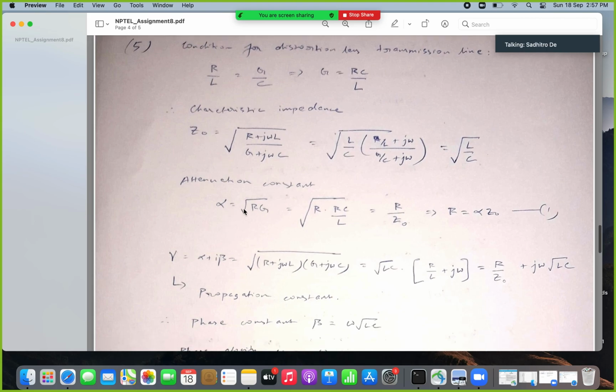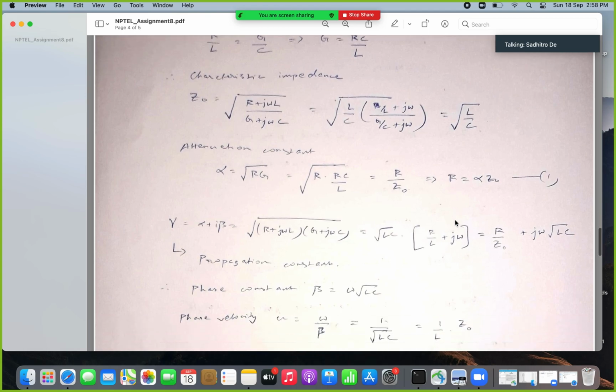Now the attenuation constant is given by root over R by R into G, and G we saw is equal to RC by L. Now root over of this thing is basically R into root over C by L. Now root over C by L is 1 by Z0. That is how you have this factor of 1 by Z0 here. So alpha is nothing but R by Z0. So that is why R is equal to alpha into Z0. So you can see in terms of alpha and Z0 we found out the resistance of the line.